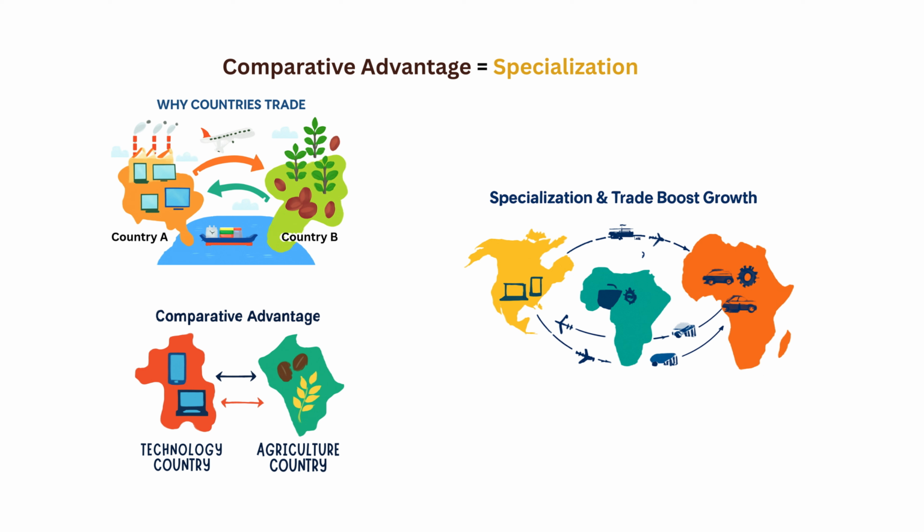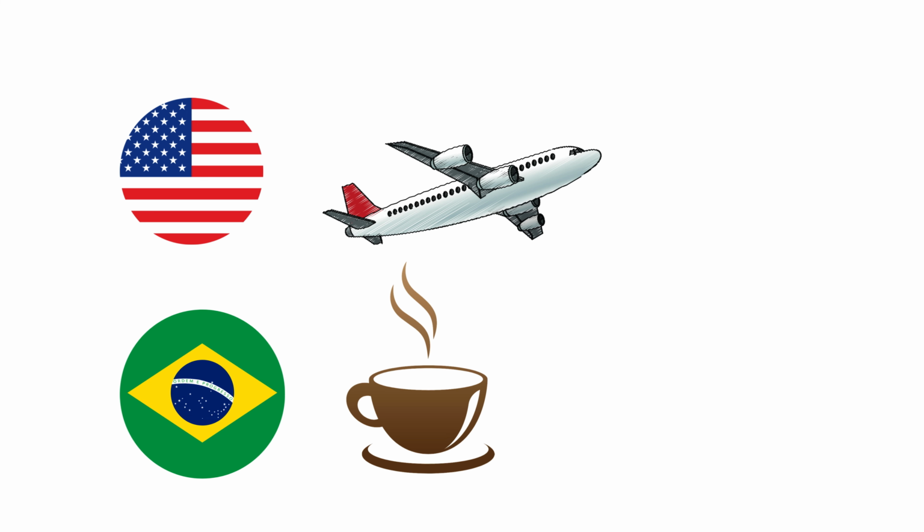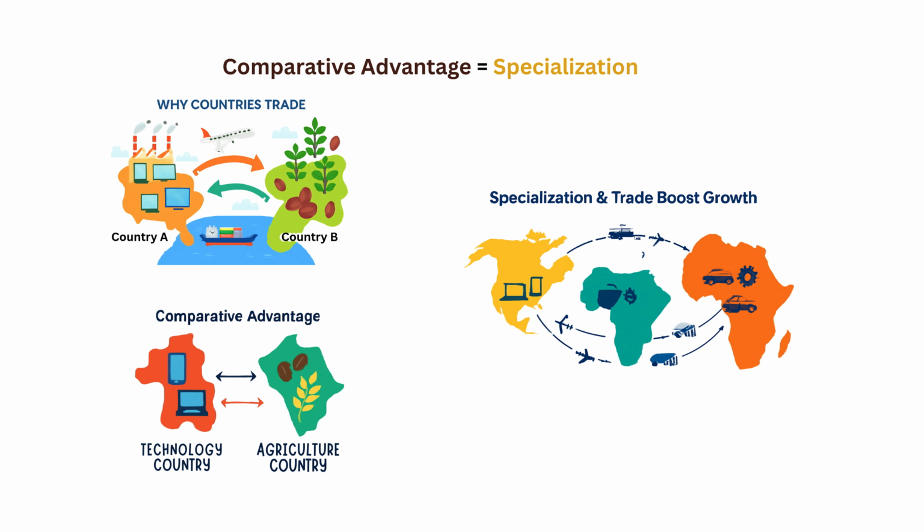For example, while the United States might be good at producing airplanes, it may not be as efficient at growing coffee. On the other hand, Brazil excels at coffee production. So the U.S. trades airplanes for coffee, benefiting both countries. This trade is beneficial because it allows each country to focus on their strengths and get the goods they need at lower costs. Trade agreements.